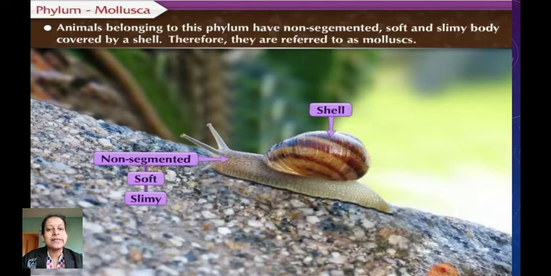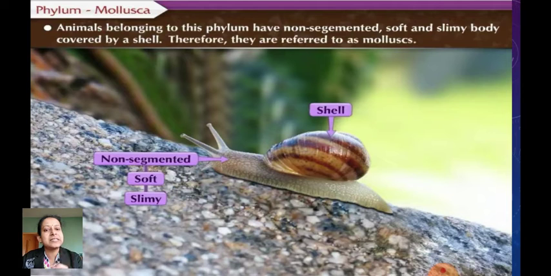Here they have a non-segmented body. Non-segmented means there are no segments like that of annelids like earthworm, and arthropods like a cockroach. They do not have any segments on their body, so therefore they are called non-segmented. Also, they are soft and slimy, and this soft and slimy body is covered with a shell so as to get protection for them.